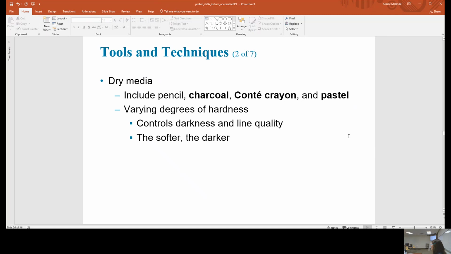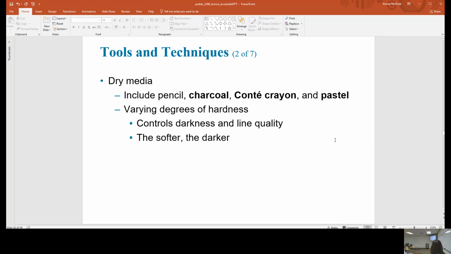If you were taking a drawing course, you would be practicing with all of these. You'd probably end up gravitating towards one or the other. Usually someone that likes ink will probably hate charcoal. Someone that likes charcoal will probably hate ink. Just depending on your person. And you would learn when to use which medium as well, depending on what you're trying to achieve.